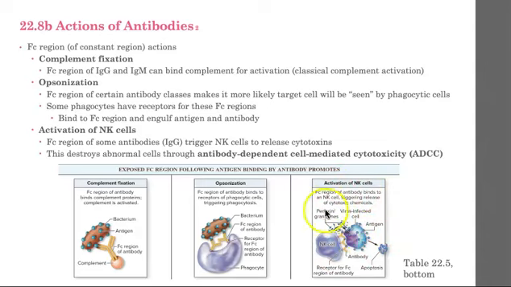Then we have activation of our NK cells. This is when we have the Fc region of some of our antibodies, like IgG, trigger the NK cells to release their cytotoxins, those perforins and granzymes, and that is going to cause a destruction of any abnormal cells through what we call ADCC, antibody-dependent cell-mediated cytotoxicity.